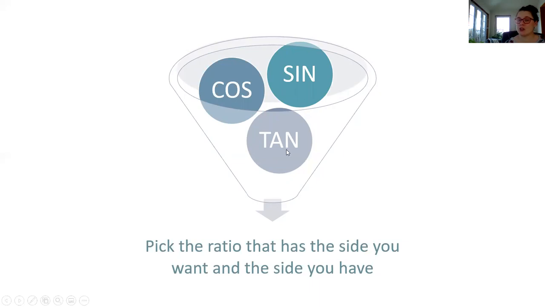If you have opposite and adjacent, you're going to use tangent. If you have hypotenuse, you're going to use either cosine or sine. But find the ratio that has the side you want and the side that you have when you know what the angle is. That's a good little tip. And if you need to, write down SOHCAHTOA and check off the pieces, and that will help you out. You always have to have 2 out of the 3.